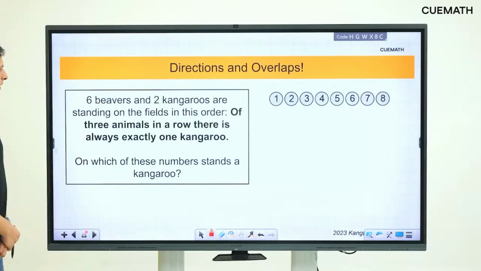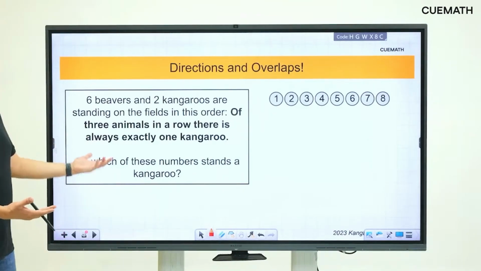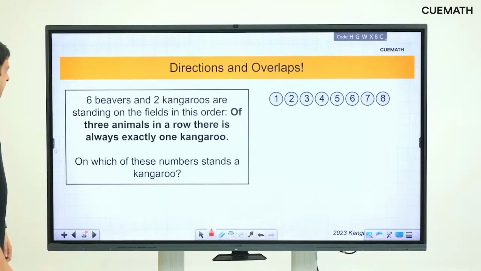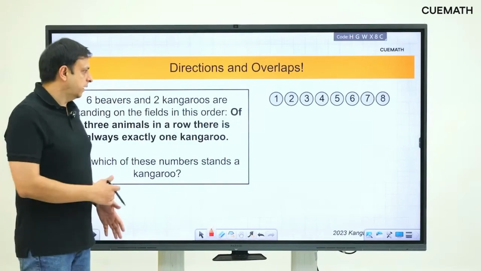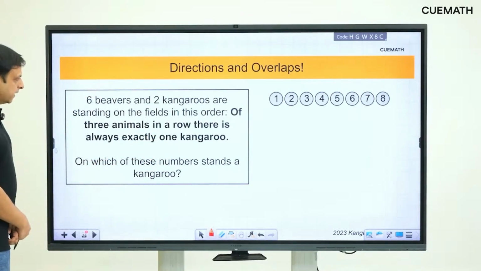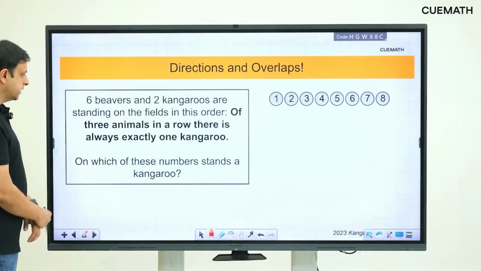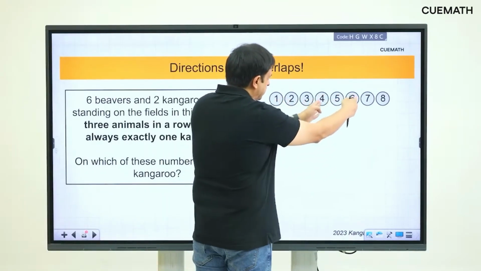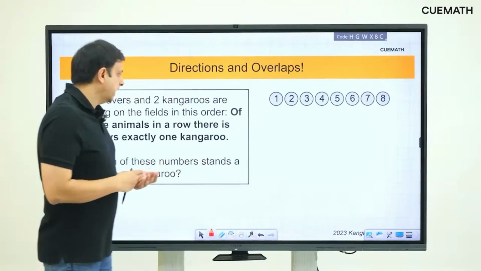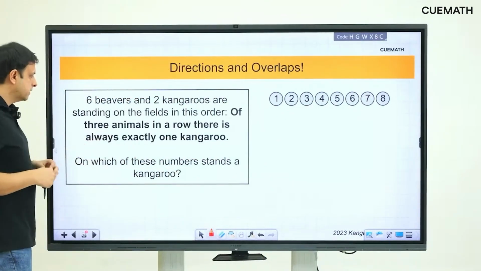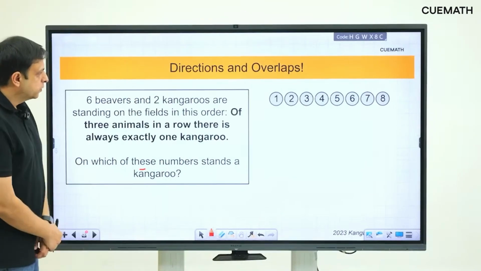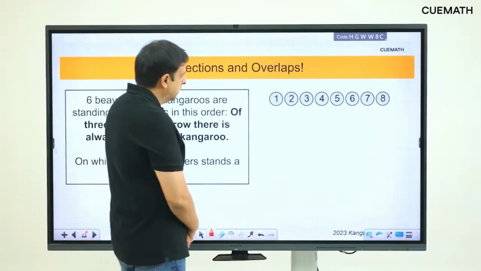All right. Okay. This question actually has kangaroos. It's a kangaroo math question. 6 beavers and 2 kangaroos are standing on the field in this order, as you can see, 1 to 8. And of 3 animals in a row, there is always exactly 1 kangaroo. So if you take any 3 of these animals in a row like this, you should always have 1 kangaroo among 3 animals in a row. So on which of these numbers stands a kangaroo? So which of these 2 numbers must have a kangaroo?